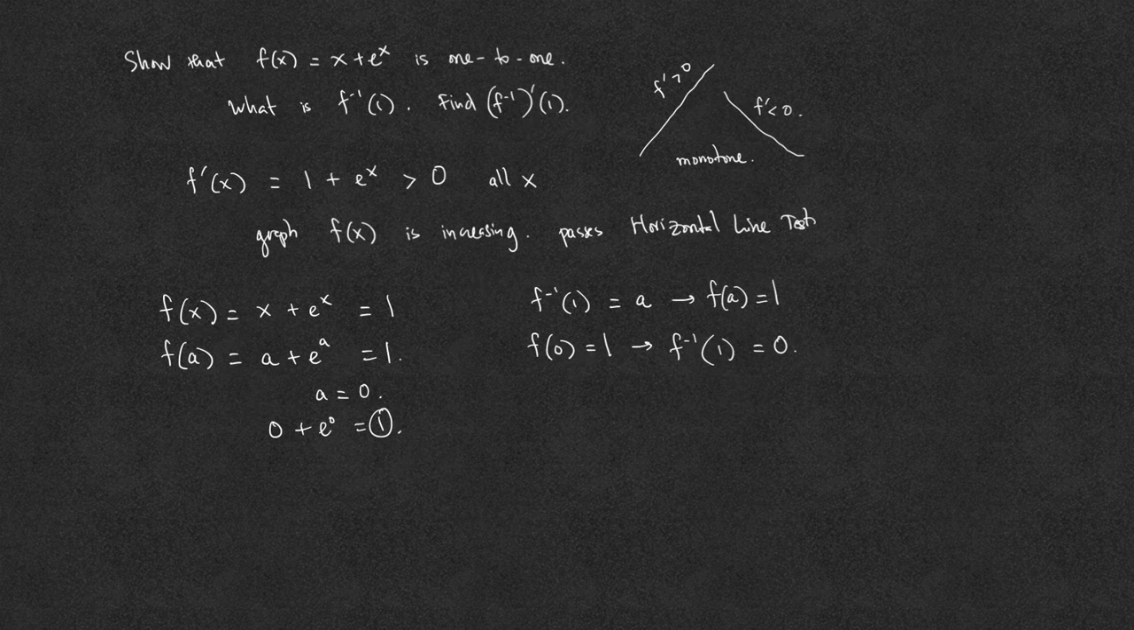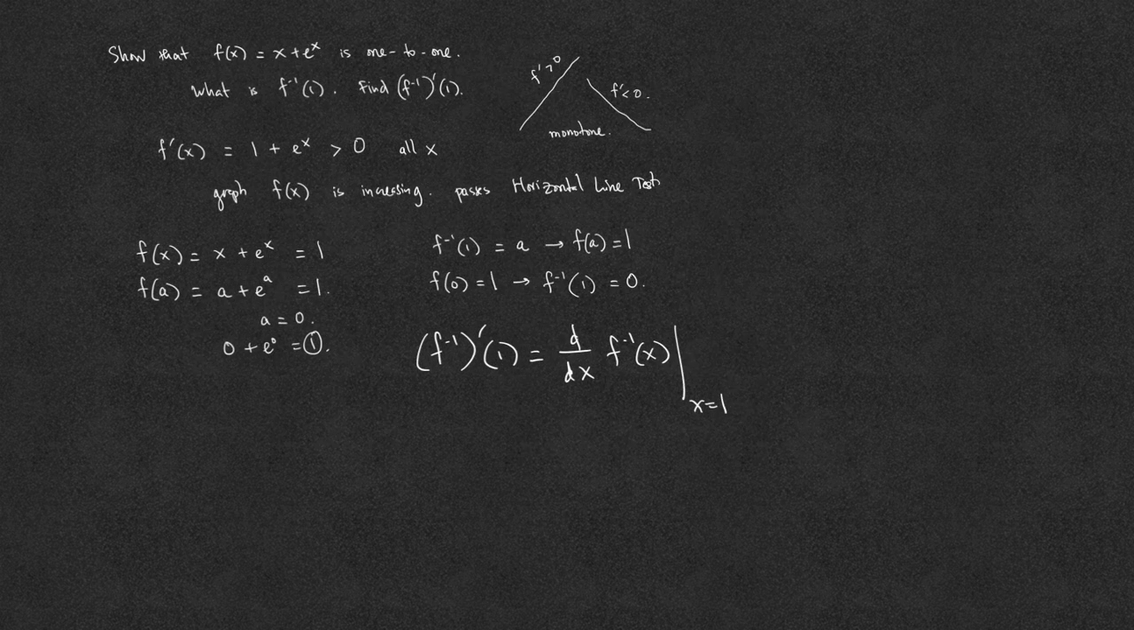It is 0. The derivative of the inverse at 1 is written as d dx of f inverse of x evaluated at x equals 1. And using the inverse formula, this is 1 over f prime of f inverse of 1. This is a composite function, so we would need to evaluate the inner function first.